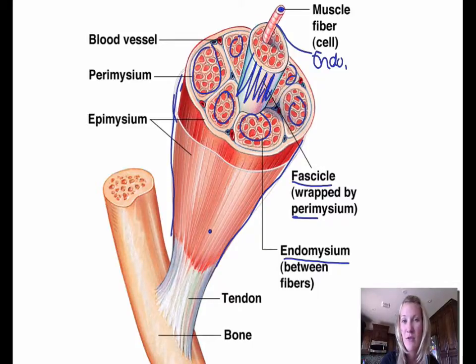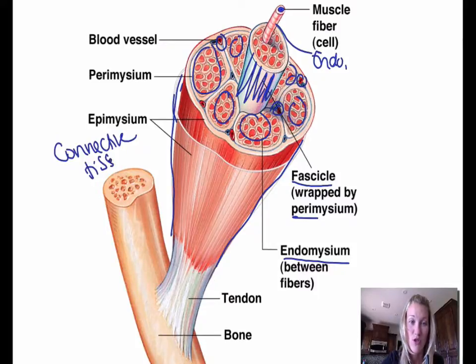This is kind of confusing. Please make sure that you actually go through and spend a lot of time learning each of these layers. And then let's not forget about the blood vessels. So you're going to have several blood vessels in between each fascicle and that sort of thing as well. Remember, before we move on, these are all types of connective tissue. So these are connective tissue wrappings.